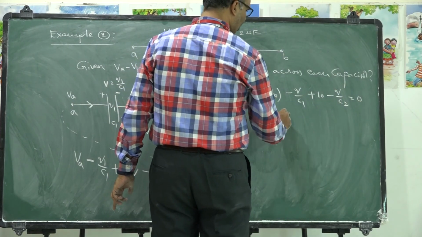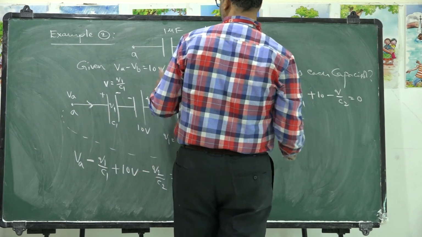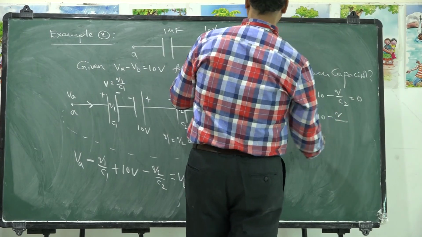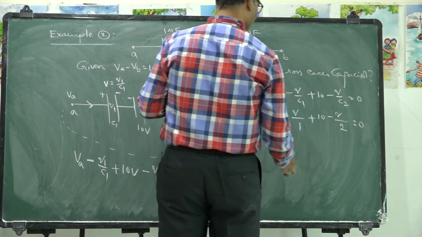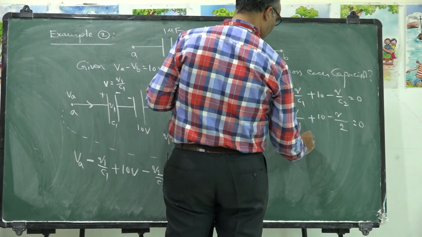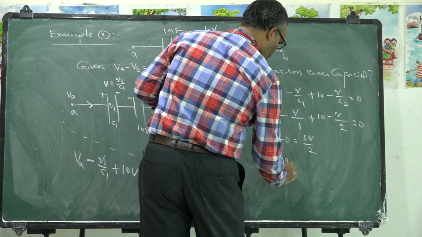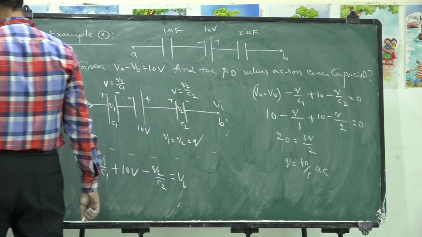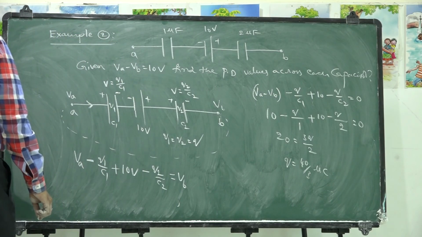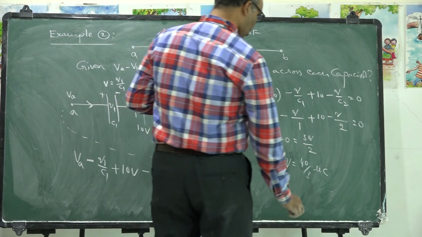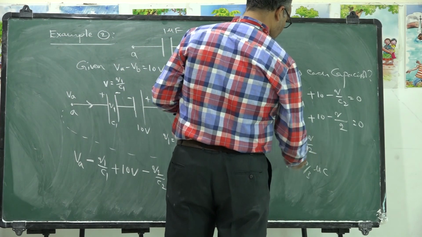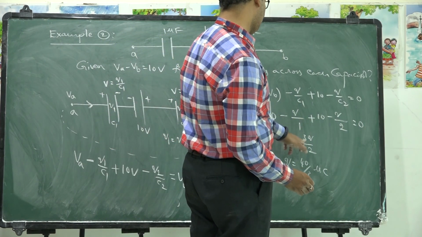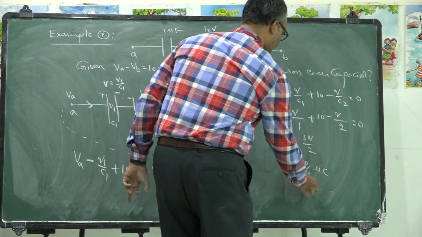VA minus VB they gave it as 10. Q we don't know. C1 is 1 microfarad plus 10. C2 is 2 microfarad is equal to 0. So 20 is equal to 3Q by 2. Q is equal to 40 by 3 microcoulomb. This is the answer.